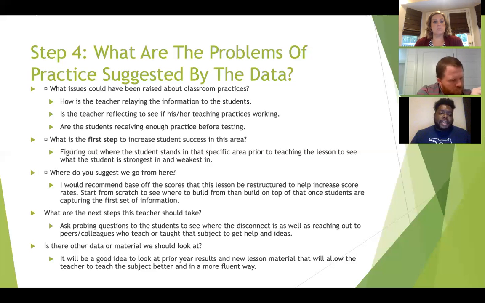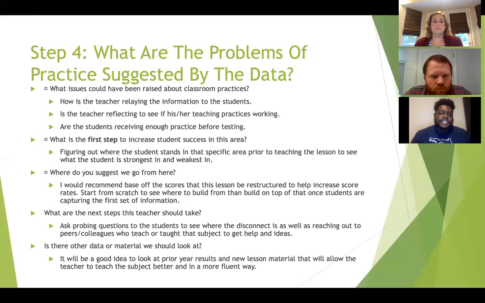I would recommend, based off the scores, that this lesson be reconstructed to help increase score rates. I understand she had a lot of successes with her lesson and how the outcome came, but reaching out to some of her peers, especially when they have the grade level meetings, just to ask, so if you taught this lesson, how did you guys do it? Because everyone teaches differently and everyone can learn from everybody within the same school, or reach out to a colleague who teaches the same subject at a different school. There's nothing wrong with collaborating with someone outside of your current location.